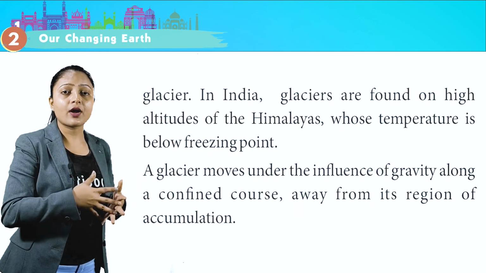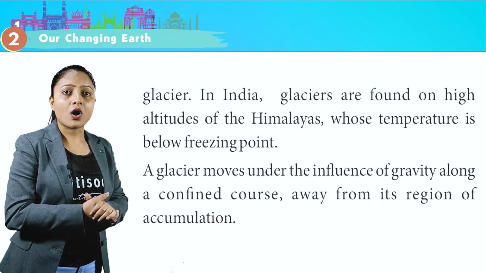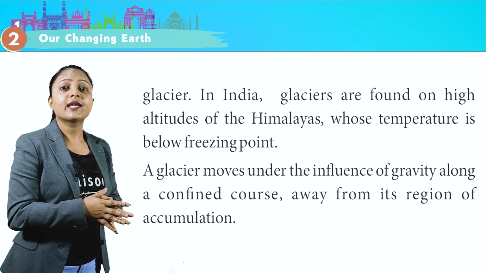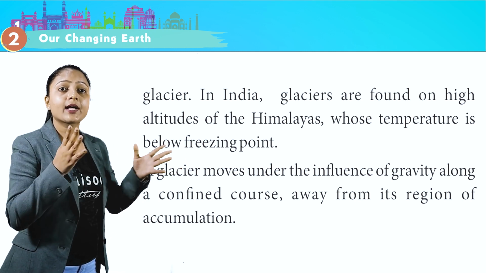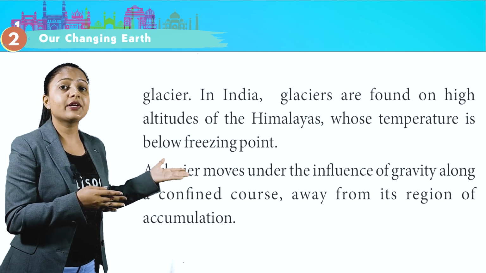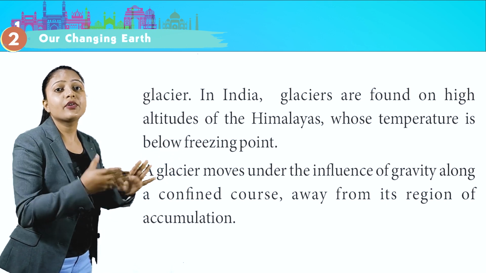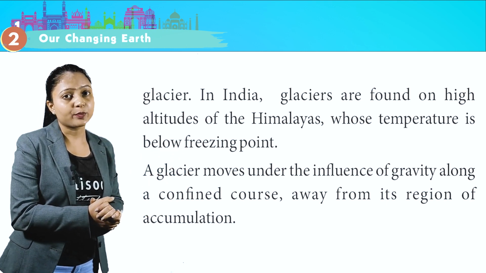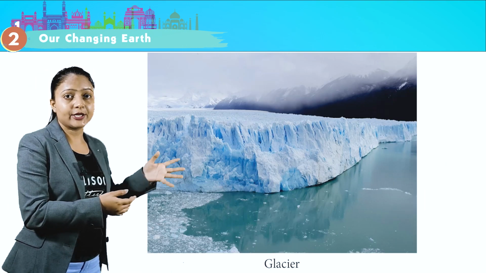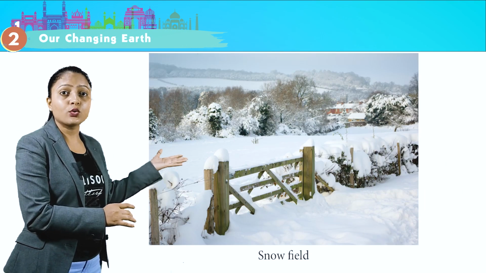In India, glaciers are found on high altitudes of the Himalayas whose temperature is below freezing point. A glacier moves under the influence of gravity along a confined course, away from its region of accumulation. This is the image of a glacier. This is the image of a snowfield.